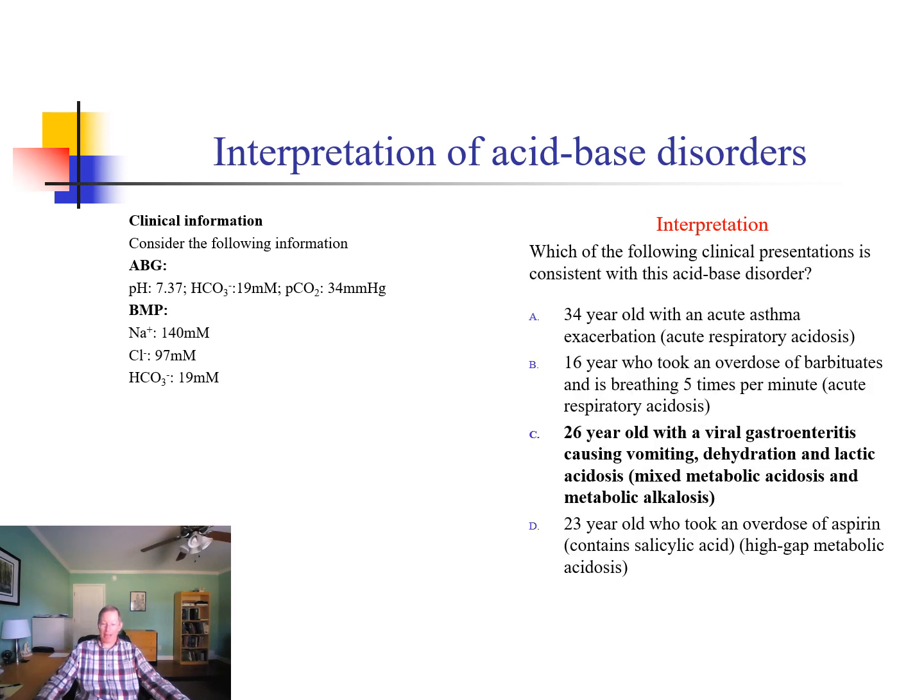Now I need to go back and look at my different conditions. I've got a 26-year-old with viral gastroenteritis that causes vomiting. That's my vomiting of hydrochloric acid, which is causing my metabolic alkalosis. But he's also dehydrated and has lactic acidosis. Lactic acidosis was one of the mud piles, one of the high anion gap metabolic acidoses, and therefore this is better than any of the others.